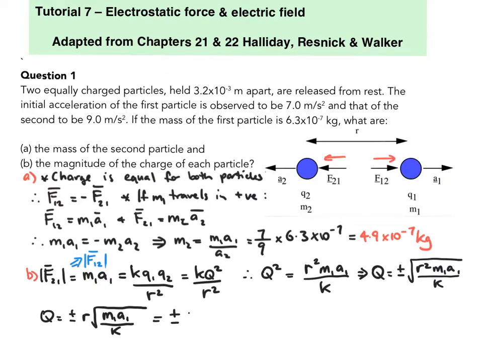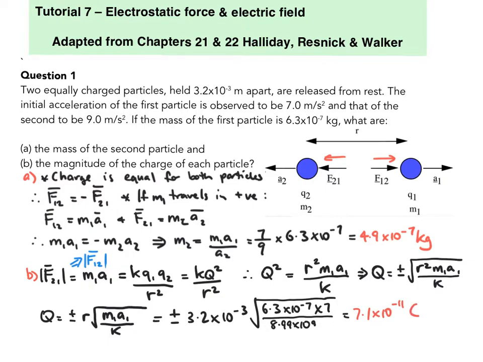Plus or minus 3.2 by 10 to the minus 3, put in some values, 6.3 by 10 to the minus 7, multiplied by 7 for the acceleration, divided by K, 8.99 by 10 to the 9. And we get a nice answer for that of 7.1 by 10 to the minus 11 coulombs. We should probably write that as nanocoulombs, so 0.071 nanocoulombs. It's a nicer way of writing it.